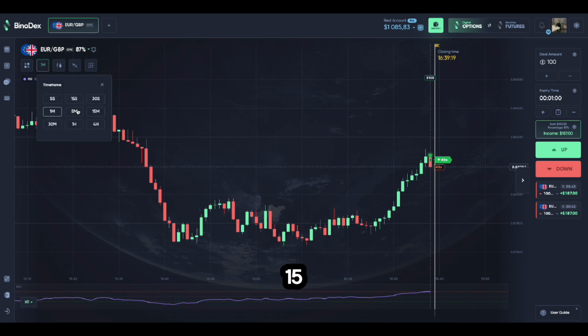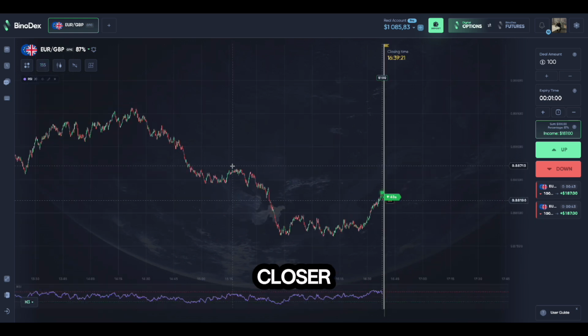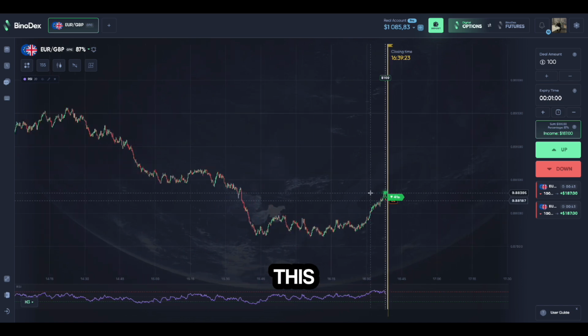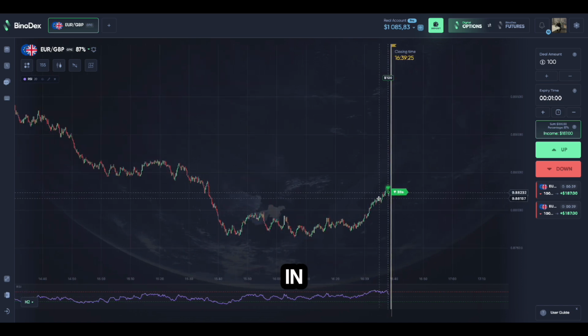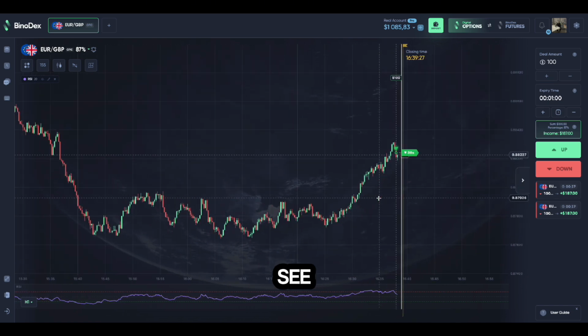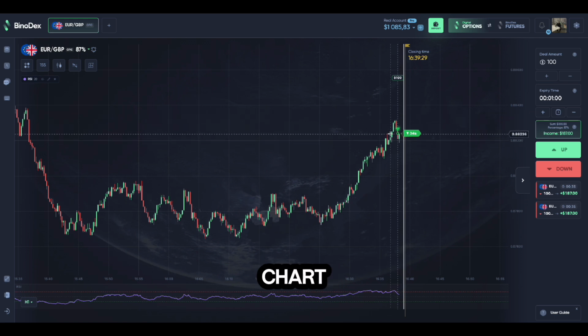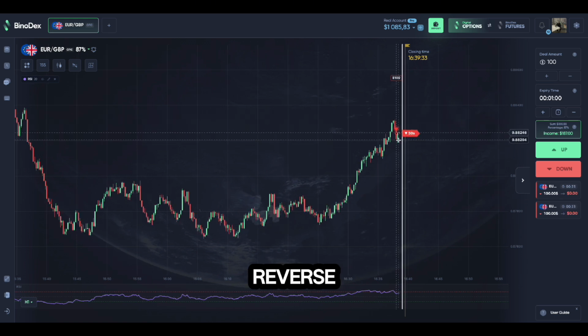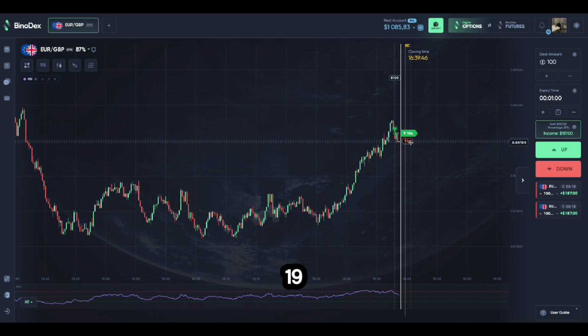Let's switch to the 15-second time frame and take a closer look at what's happening with this trade. Alright, let me zoom in. Looking closely at the chart, we can clearly see that the price reached its maximum and has now started to reverse downward. So I honestly think we won't have any major problems here, since the price has already touched the overbought level in this area and a clear reversal has begun. Alright then, let's just wait about 19 seconds until our trades finally close.